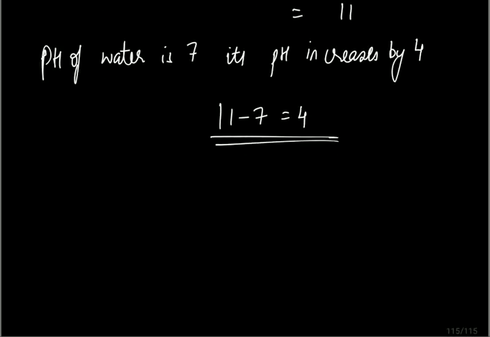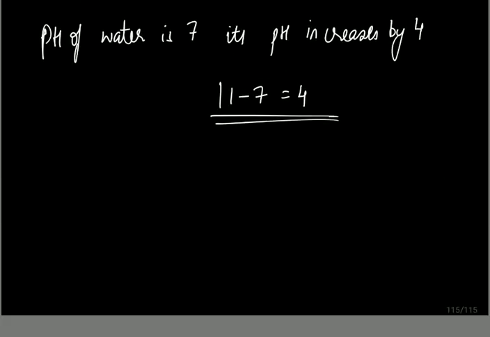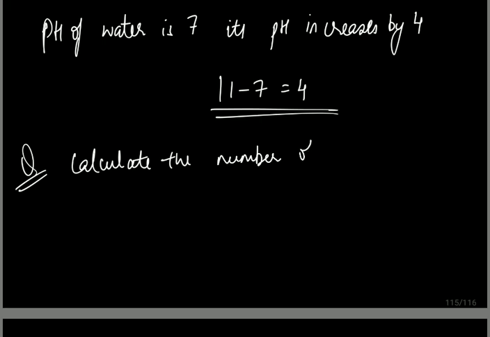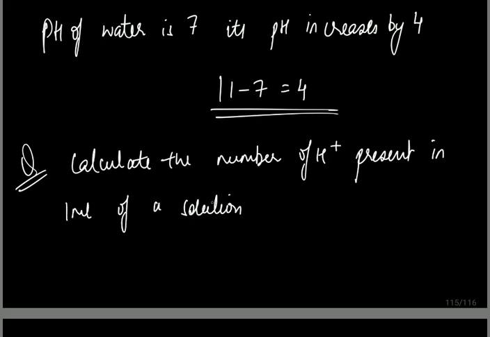So we can discuss one more last question, then we'll end the video. Calculate the number of H positive ions present in 1 ml of a solution whose pH is 13.